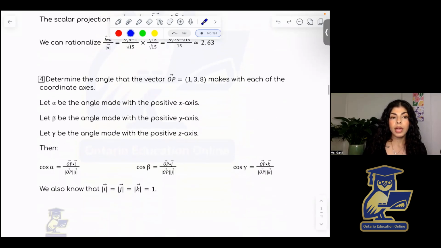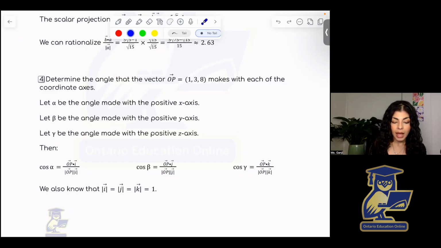Now we are asked in this example to determine the angle that the vector OP given by (1, 3, 8) makes with each of the coordinate axes. So here, remember that the projection is independent of the length of the vector. So I will choose the 3 unit vectors, i, j, and k, which correspond to the x-axis, y-axis, and the z-axis respectively.